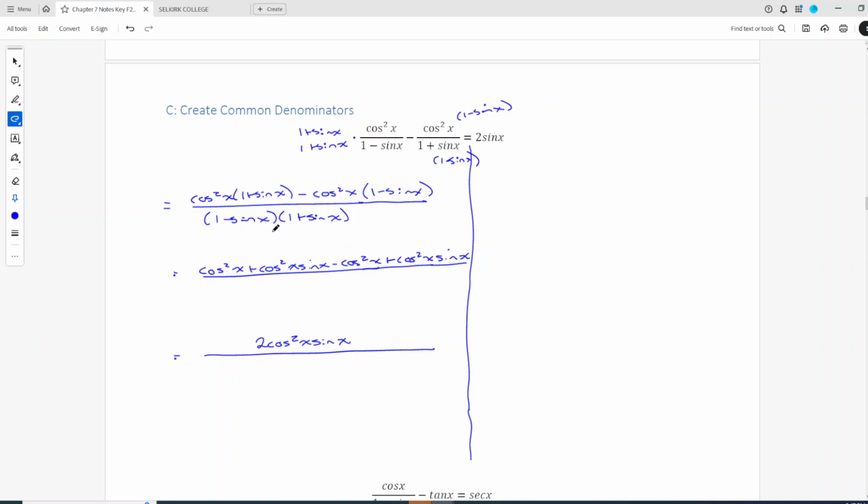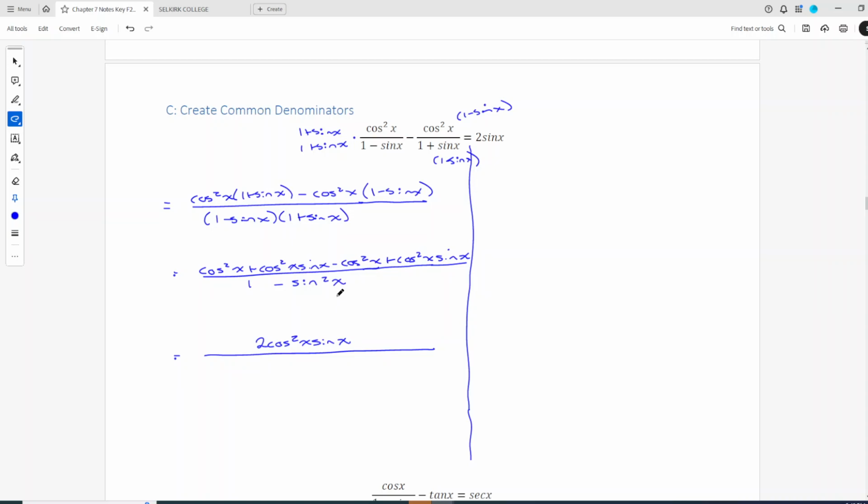So I'm going to multiply my denominator through as well. Again, I don't always, but sometimes I do. Because these are conjugate pairs, I'm going to get a difference of squares. So 1 times 1 is 1. Then I've got plus sine x minus sine x is gone. And then I have minus sine squared x. Then, looking at this next step, my numerator simplified to 2 cos squared x sine x, and I've got a 1 minus sine squared x in the denominator.